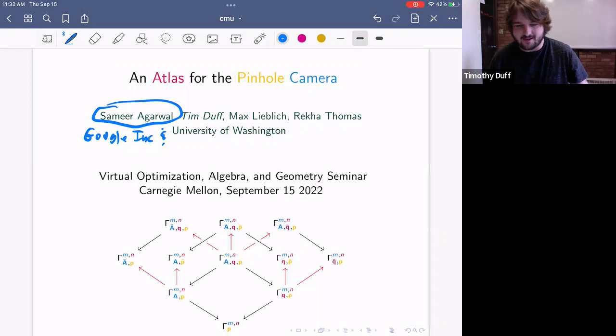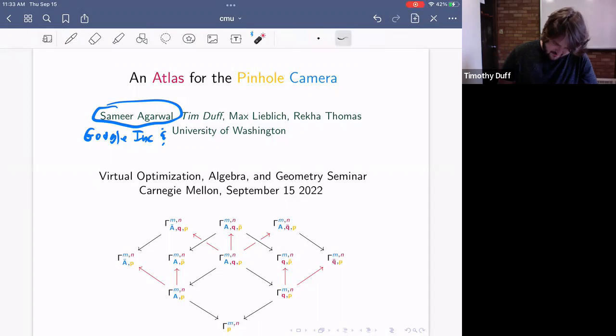Great. Yeah, so thank you to Ali for the invitation to speak today. So I'll be talking about this recent paper that I wrote with some people who are affiliated with the University of Washington. So these would be my co-authors, Sameer Agarwal, Max Lieblich, and Rekha Thomas. And Sameer is also mainly working at Google.